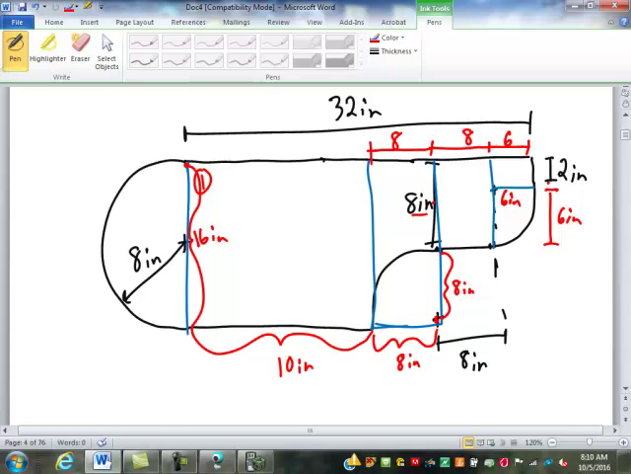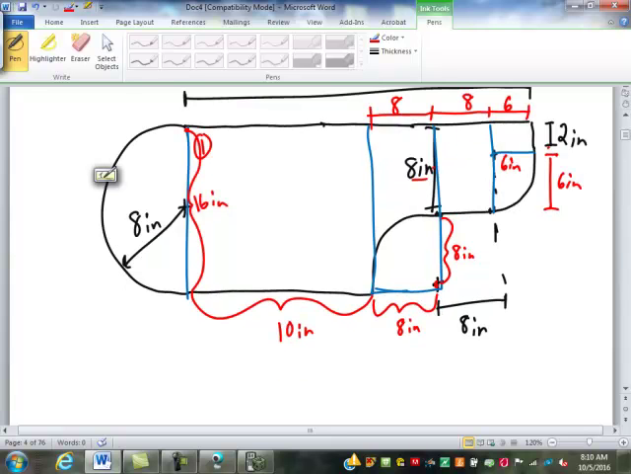So now that we have those distances, figure 1 there is 16 inches by 10 inches, or 160 square inches. Figure 2 here is 8 by 16.